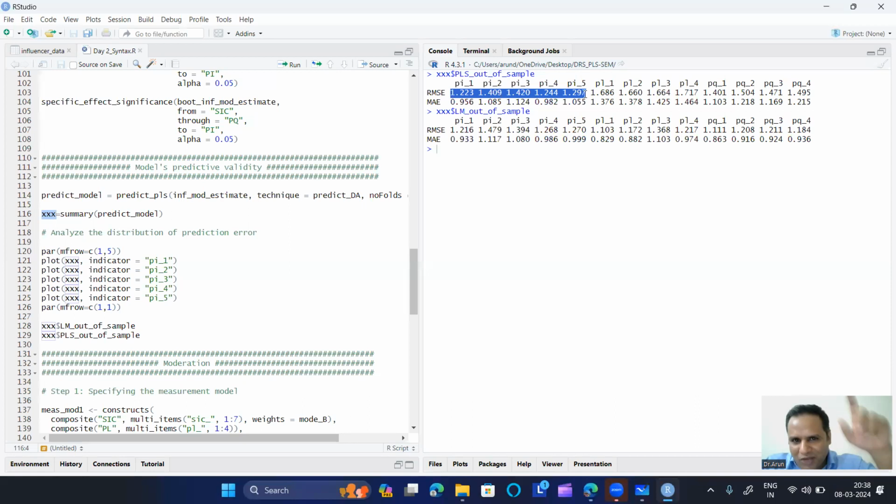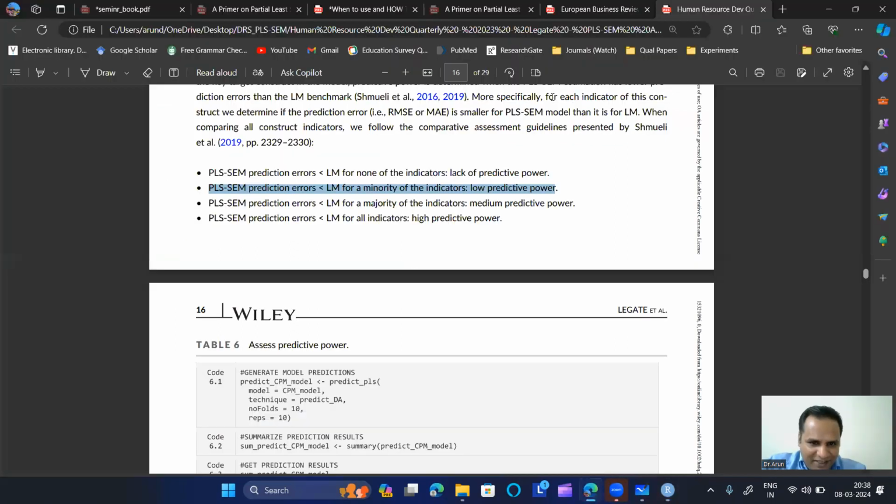Now you understood why people take the defense of Q square, because somehow with PLS out of sample or LM out of sample, there will be certain issues. Then, in order to justify, they say, okay, Q square is there. Now let us read this paper, what the European authors have said.